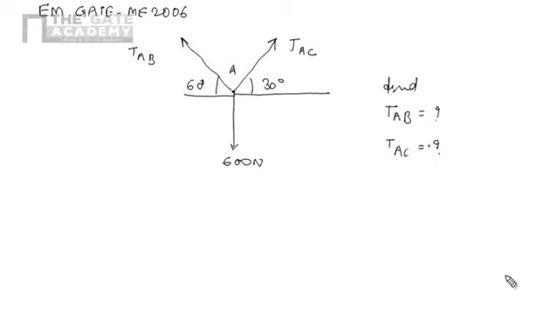I will just repeat the question which is asked in GATE AME 2006. The particle A, whose weight is 600 Newton, is in equilibrium under the action of the forces TAB, TAC and 600 Newton. Now we are interested in the values of TAB and TAC.